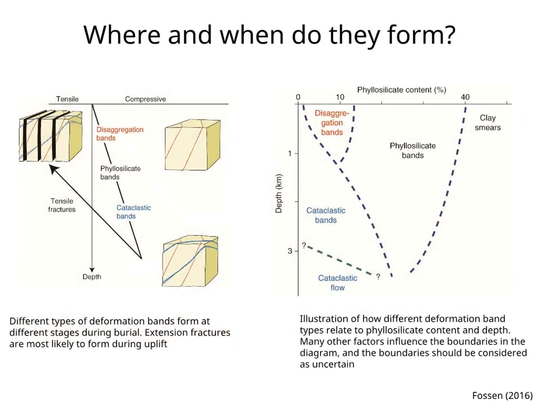Textural and mechanical properties of the host rock, in addition to burial depth and confining pressure, are key controls on deformation bands. Disaggregation bands form at shallow depths in unconsolidated sediments. Phyllosilicate bands form in sediments with more than 10 or 20% phyllosilicates. Cataclastic bands form preferentially at 2 to 3 km depth in well-consolidated sediments. Extension fractures are most likely to form during uplift and erosion.